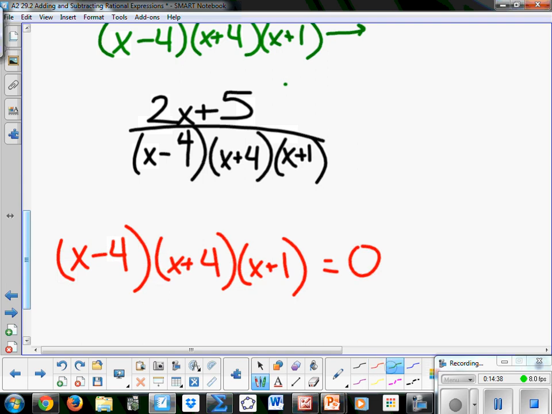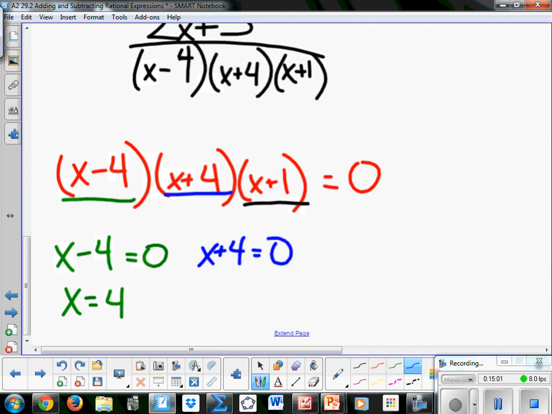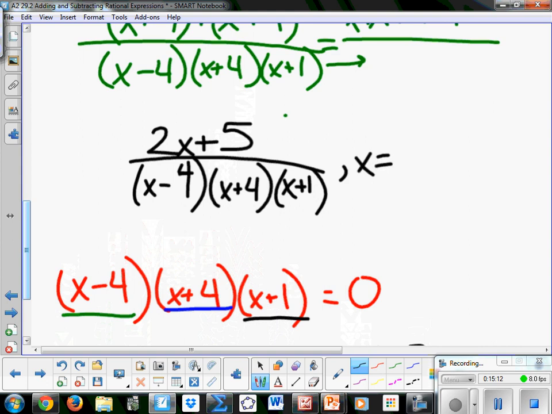Okay, so when we set this equal to 0, this is a separate factor, and this is a separate factor. So I'm setting each one of them equal to 0. So I have x minus 4 equals 0, which gives me x equals 4. That is one value that will make my denominator equal to 0, which is one value that I don't want in my domain. x plus 4 equals 0, x equals -4, and then x plus 1 equals 0, x equals -1, which means that the restrictions on my domain are x cannot equal -1, 4, or -4. Okay?